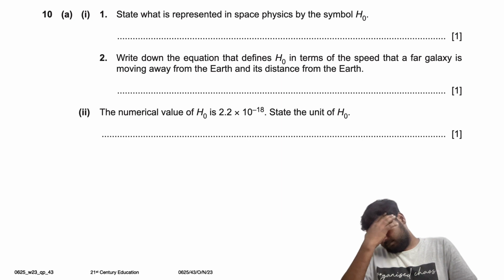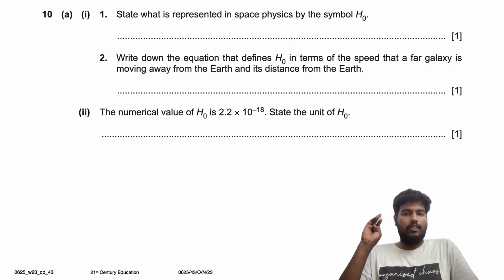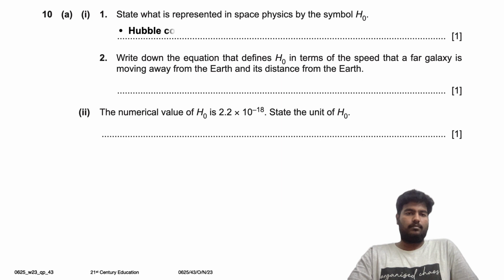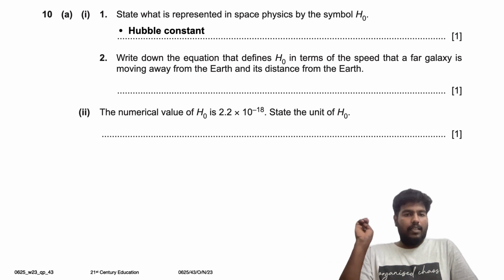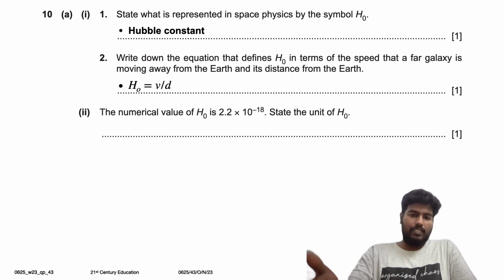Astronomy and astrophysics, space physics. State what is represented in space physics by the symbol H naught. H naught is the Hubble constant. Write down the equation that defines H naught in terms of the speed at which a galaxy is moving away from the Earth and its distance from the Earth. We know that H naught is v by d. v is the relative velocity of the moving galaxy, and d is the distance between the galaxy and the Earth.